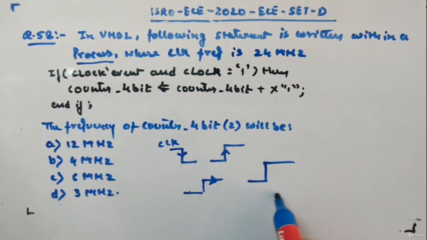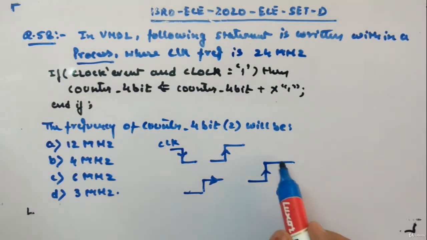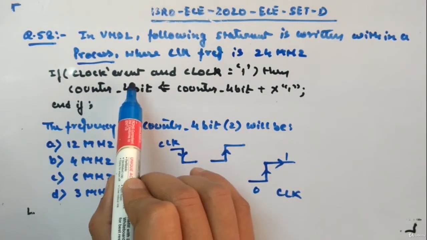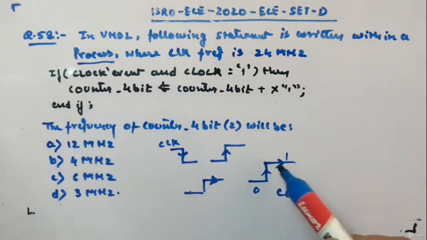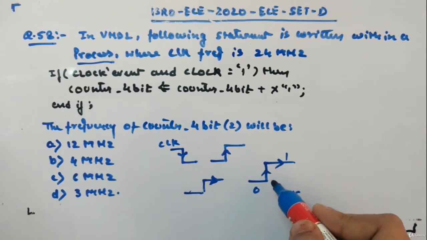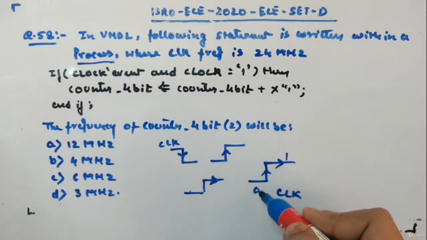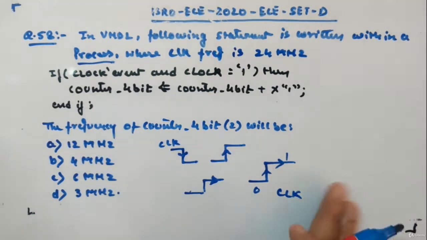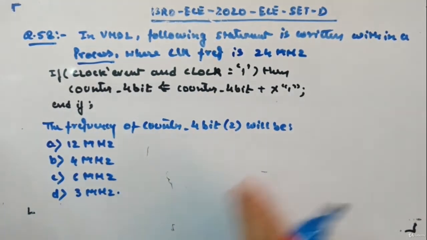Means the clock has a change and it is going to 1, from 0 to 1. We want that if there is any change in the clock and the clock is equal to 1, so you can assume that whenever the clock goes from 0 to 1, this condition will be satisfied. That's the meaning of this condition.